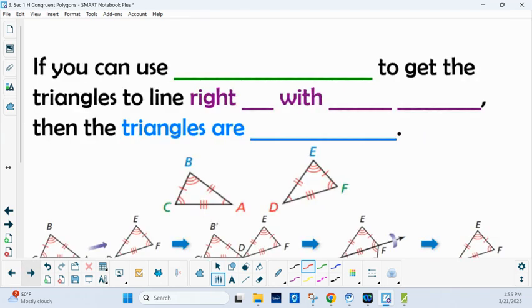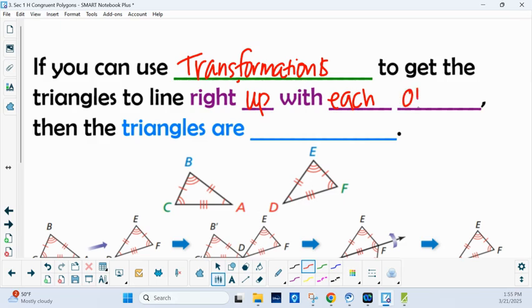Okay, another way that we can show that figures are congruent is if we can use a series of transformations, like translations, rotations, reflections, to make them actually land one on top of the other and match it perfectly. That can also prove they are congruent. So if you'll fill this in, if you can use a series of transformations to get those triangles to line right up with each other, matching one on top of the other perfectly, then that is a way to prove that the triangles are congruent with each other.